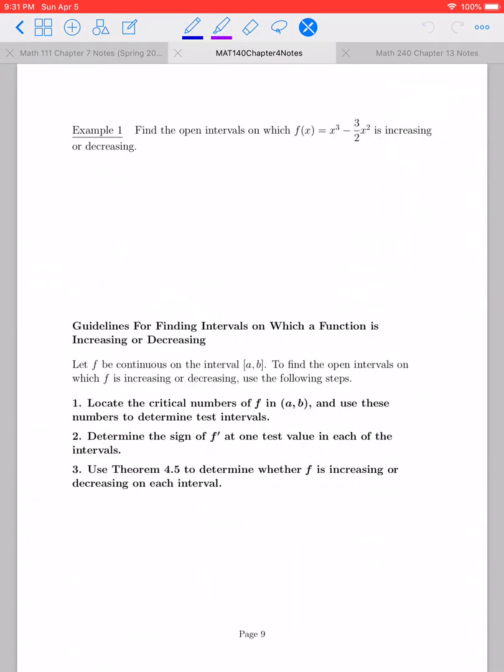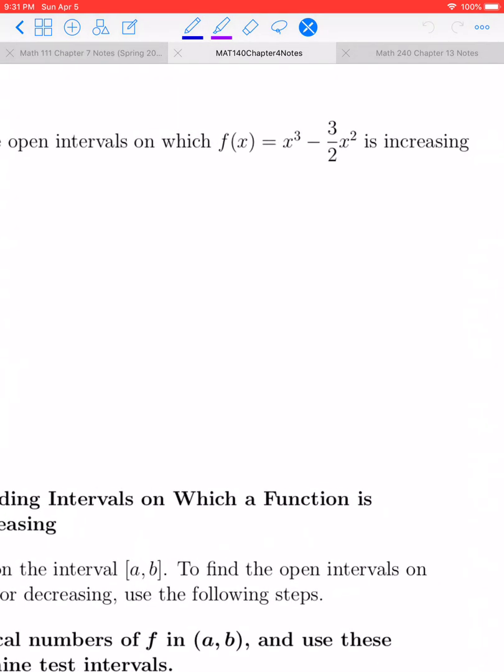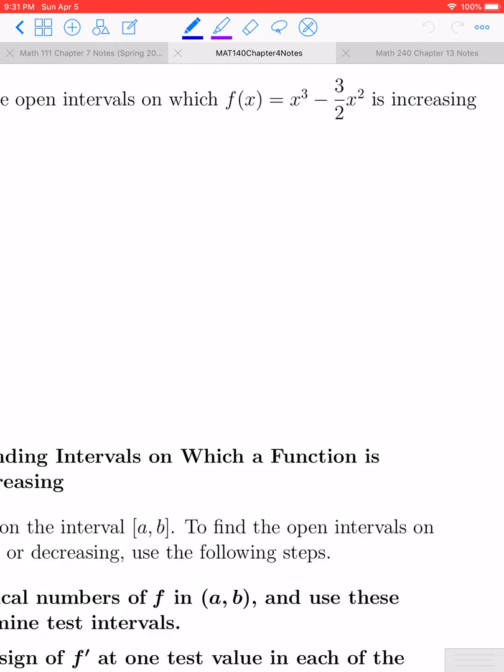Let's take a look at example 1. We're asked to find the open intervals on which the function f of x equals x cubed minus 3 halves x squared is increasing and decreasing. According to our previous theorem, we want to classify this based upon the derivative. If we compute f prime of x, the derivative of x cubed is 3x squared. The derivative of negative 3 halves x squared should be minus 3x. So this is our f prime of x.